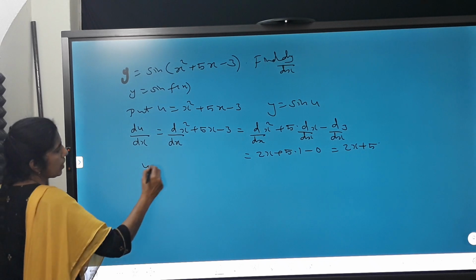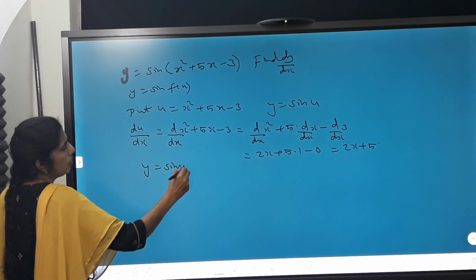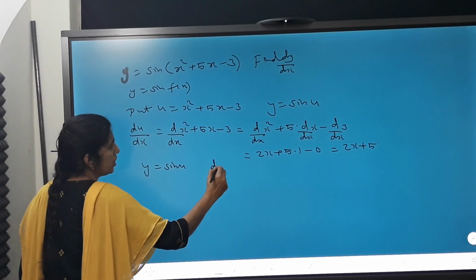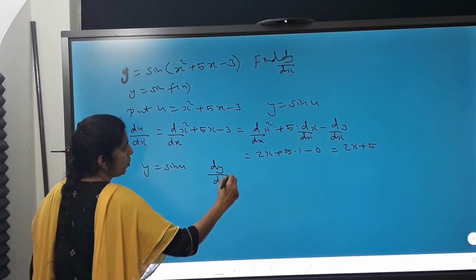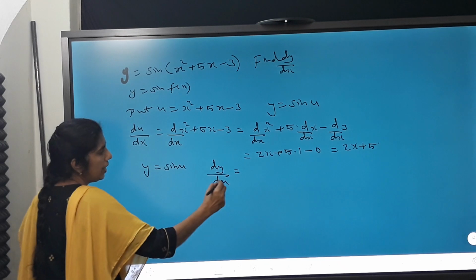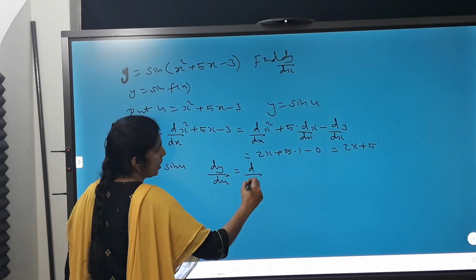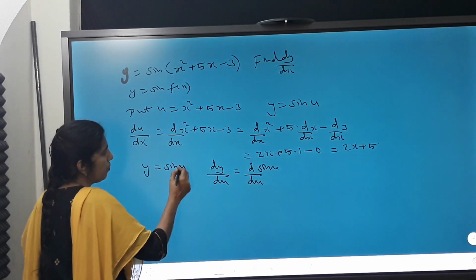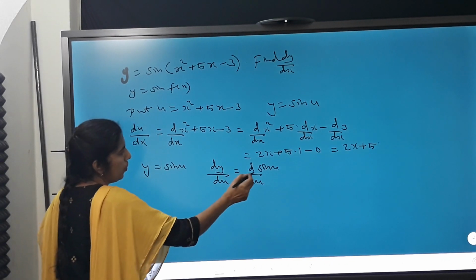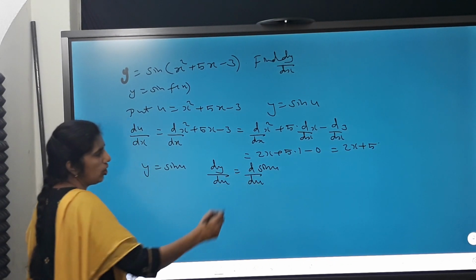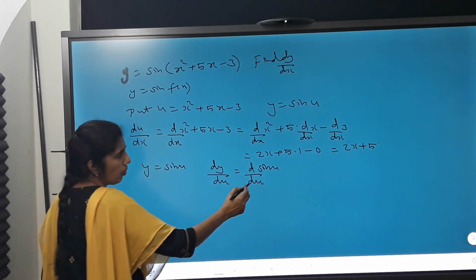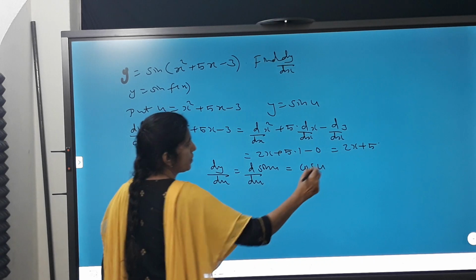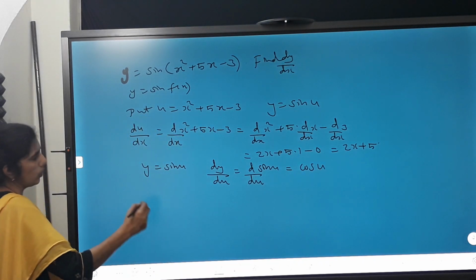Next, y is equal to sine u. So y is a function of u and we can differentiate y with respect to u. That is, we can find dy by du. That is d by du of sine u. You put the value of y as sine u here. Now we know that d by dx of sine x is cos x. So d by du of sine u is equal to cos u.